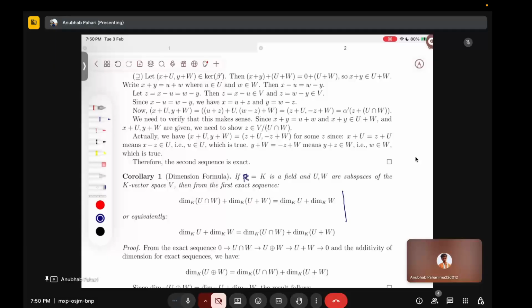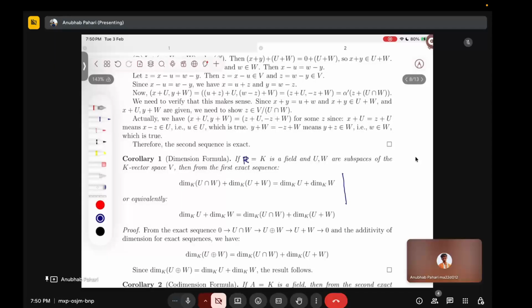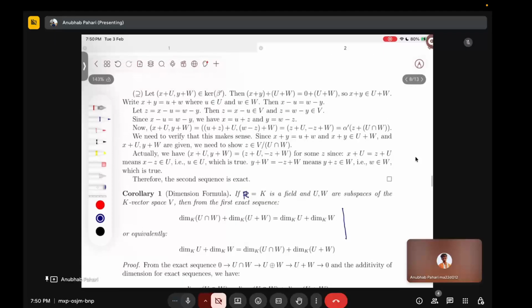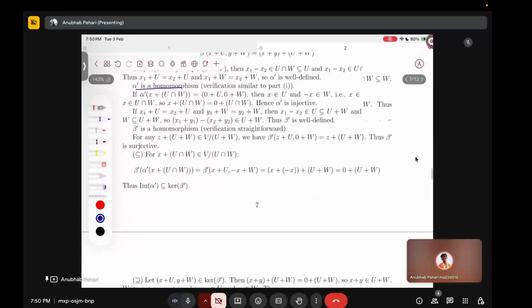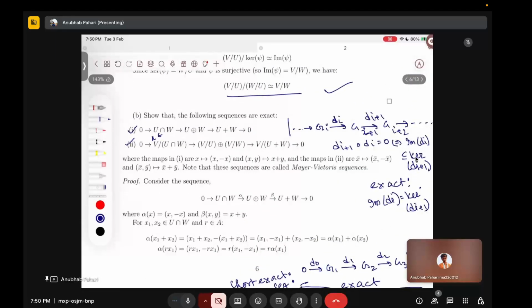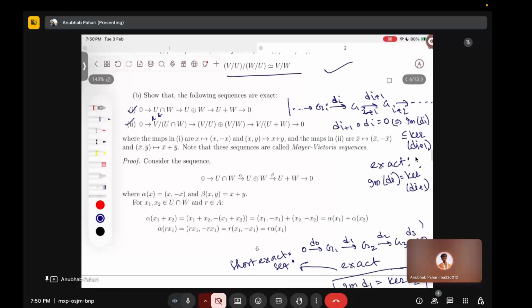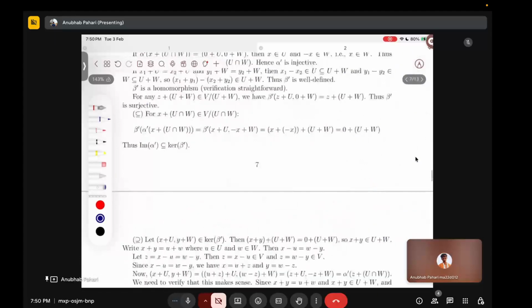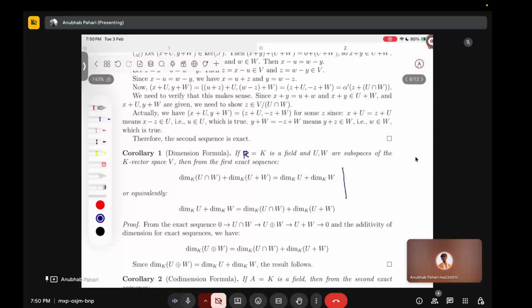Sir, in this corollary one, the dimension of U intersection W plus the dimension of U direct sum W, or is it just U sum W? It seems it is fine. This one is the dimension of U direct sum W. Now, is it clear?